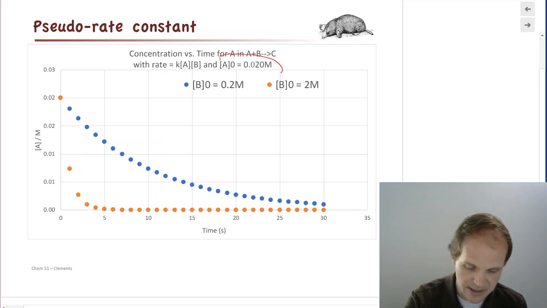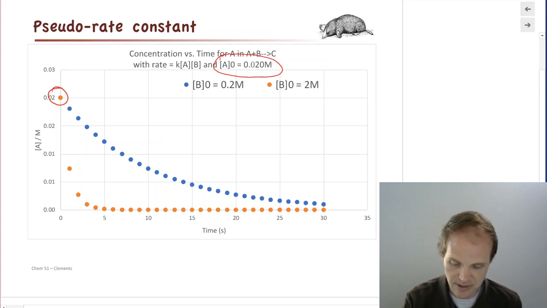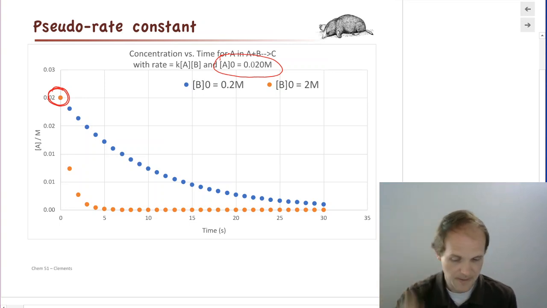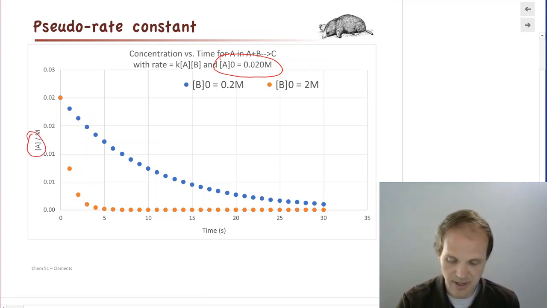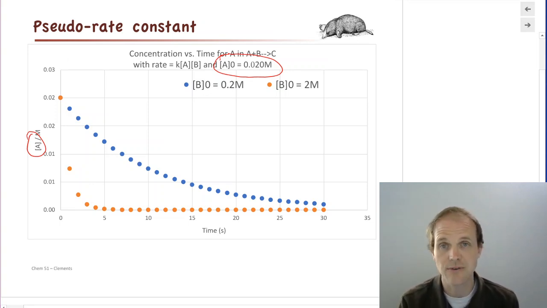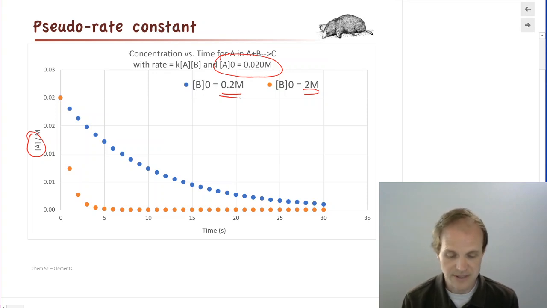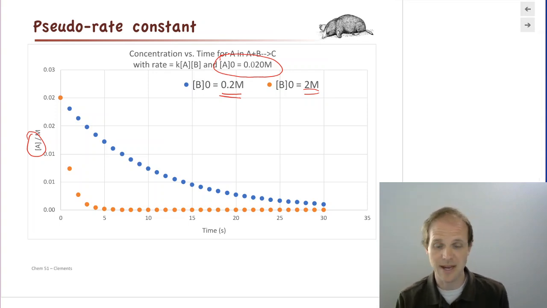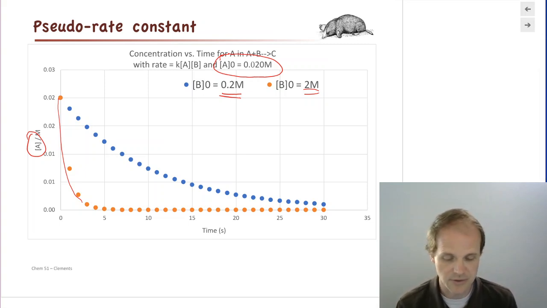Here we know that A naught, our initial concentration of A, is 0.02 molar for both runs. You can see that they're both starting at 0.02 molar. What we see here is a plot showing the concentration of A on the y-axis versus time, for two different initial concentrations of B. One is an initial concentration of B of 0.2 molar, and one is 2 molar. Not surprisingly, when we have more B available, the reaction goes faster, and this slope is much steeper. So we get two different plots for concentration versus time.